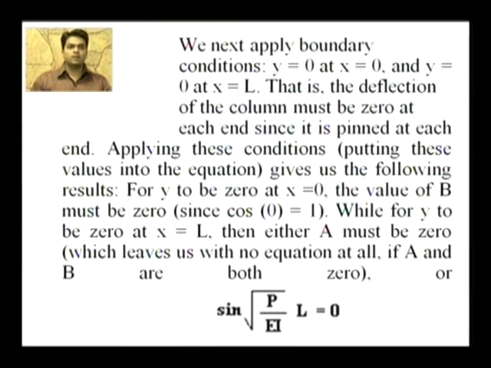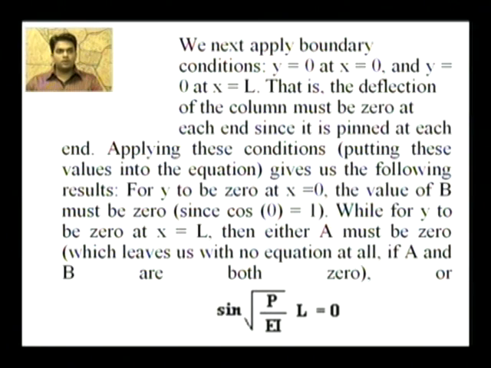We next apply boundary conditions. At one boundary, y will be 0 at x equal to 0, and at the other point y will be 0 at x equal to L, the total length of the column. That is, the deflection of the column must be 0 at each end. Obviously, when it is pinned at each end, the deflection at each end will be 0. Applying these conditions gives us the following results.